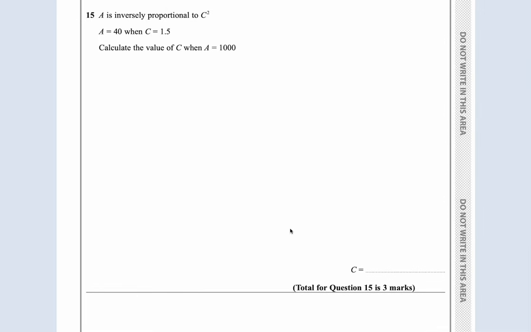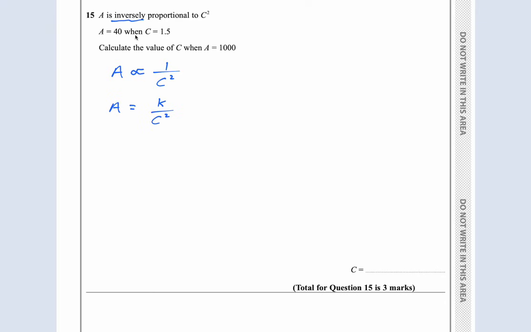15. A is inversely proportional to C squared. A equals 40 when C equals 1.5. Calculate C when A is 1,000. Okay, so let's start with that sentence. A is inversely proportional. So we put in this proportional sign, and that means A is proportional to 1 over C squared. Because it says inversely, I do 1 over C squared. Or you could go straight to this line and just say A equals K over C squared, because that's what proportional means, that there's some constant K that we can multiply by to get A.